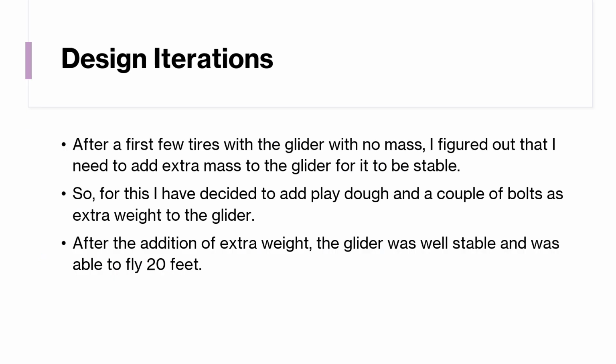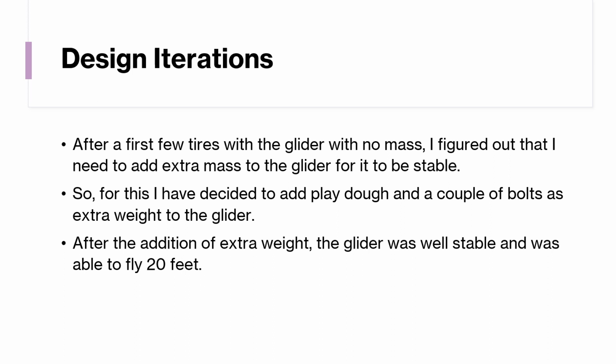So here are the design iterations. After the first few tries with the glider with no mass, I figured out that I need to add extra mass for the glider to be stable. This is because with zero mass, as I try to throw the glider, it's not stable and it goes all the way up and down without actually reaching the target 20 feet.